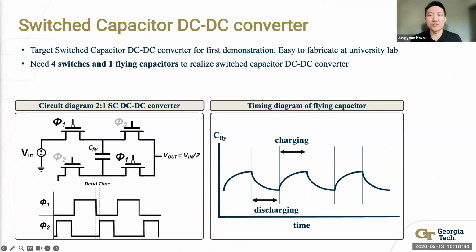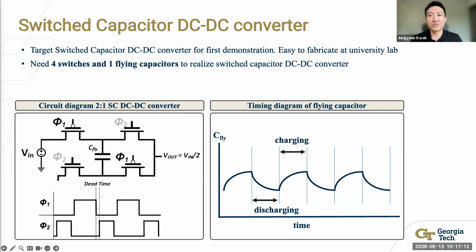The 2-to-1 switched capacitor DC-DC converter used in our design needs only 4 transistor switches and 1 flying capacitor. The circuit diagram on the left shows the switch positions in one phase. The flying capacitor charges in series with the input supply. In the other phase, it gives charge to the output in parallel.